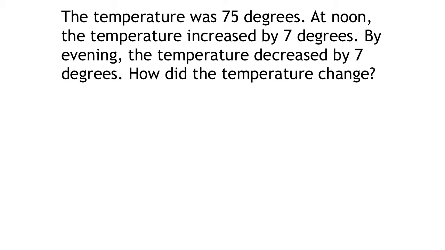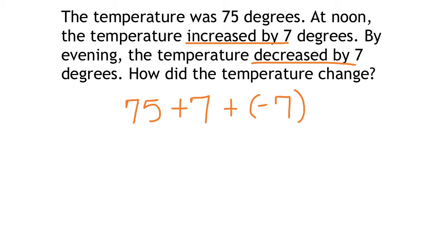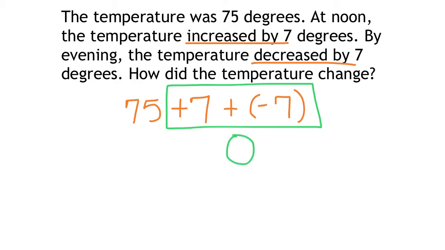The temperature was 75 degrees. At noon, the temperature increased by 7 degrees. By evening, the temperature decreased by 7. How did the temperature change? Well, if we look at this and we have 75, if I increase by 7 and then decrease by 7, we can see that these two numbers are opposites. And because of that, they are going to add to 0. So how did the temperature change? There, in fact, was no change.